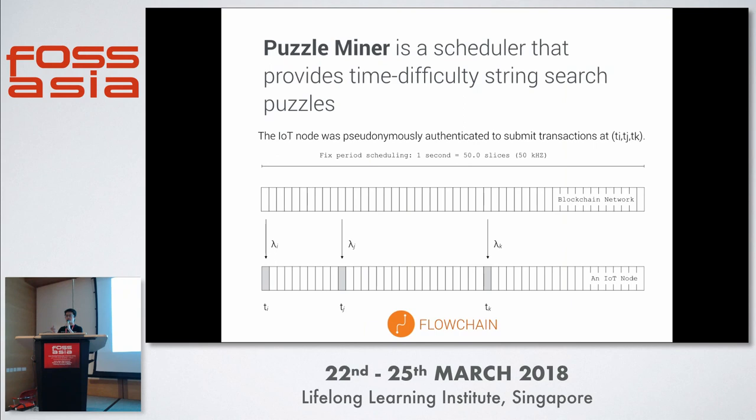The full algorithm will appear in May. You can download the full white paper at Flowchain's website. And also the algorithm to submit a transaction to a public network can be found in the white paper at the website.